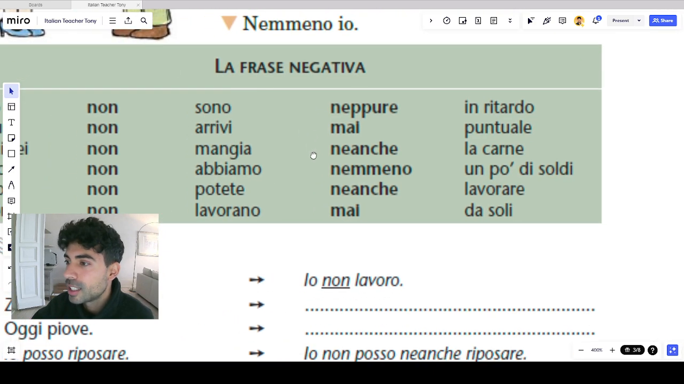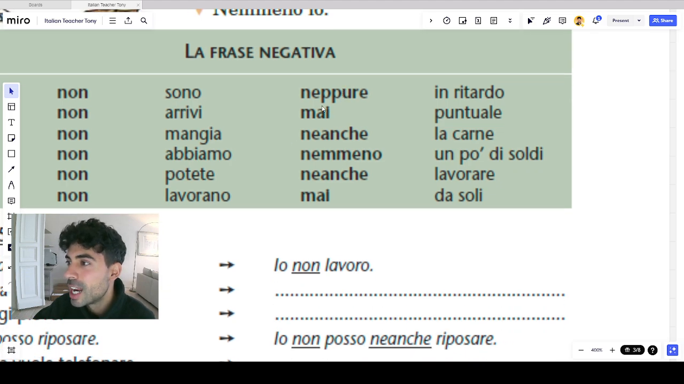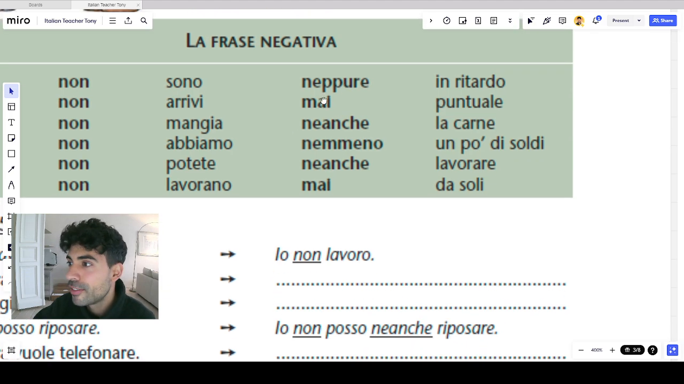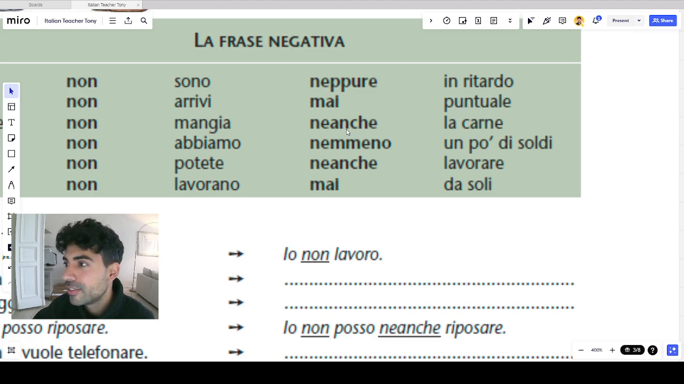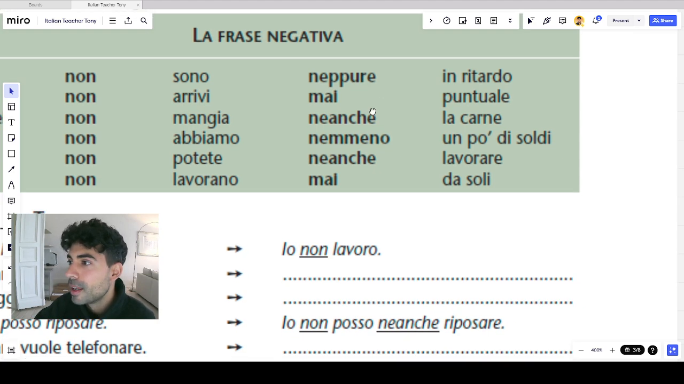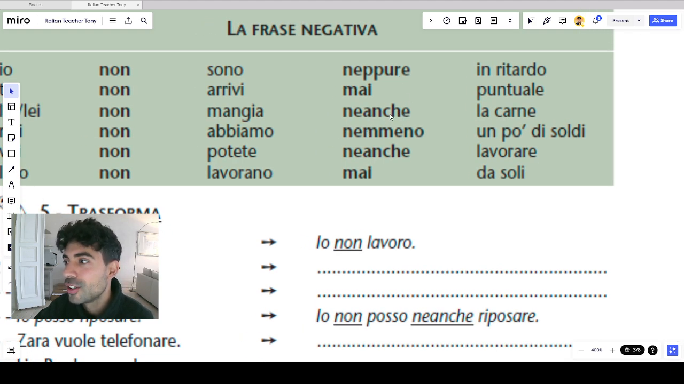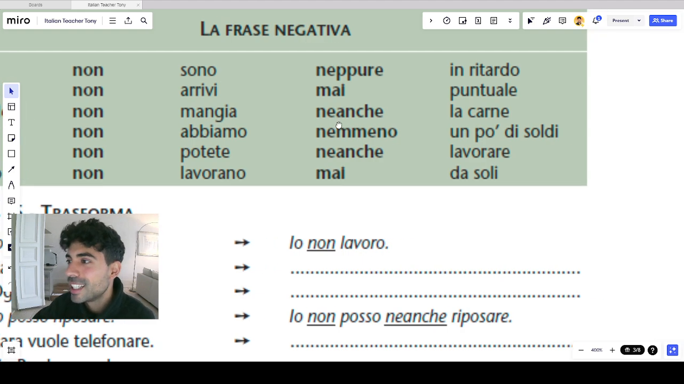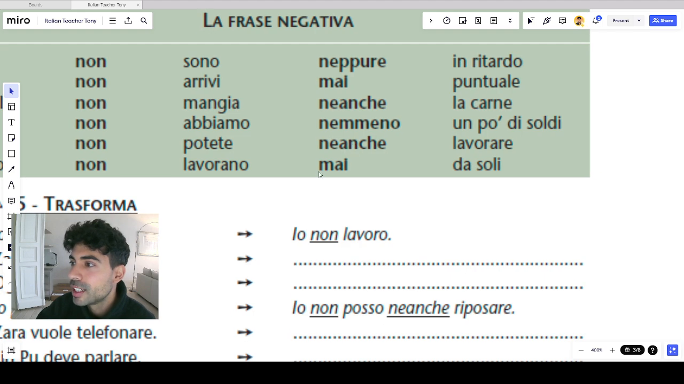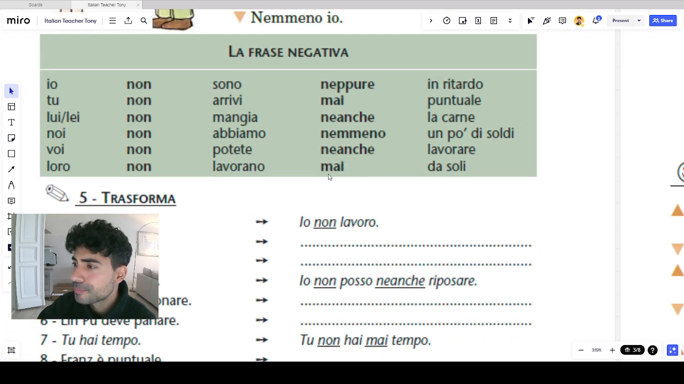These adverbs here give more emphasis to the sentence. Here we have neppure, not even, mai, ever or never, neanche, not even, synonym of neppure. Nemmeno is also not even. They are all synonyms, but they have different forms. They are all listed here, so you can see that despite being different words, they all mean the same. Neanche, one more time, not even, mai, ever, or never.